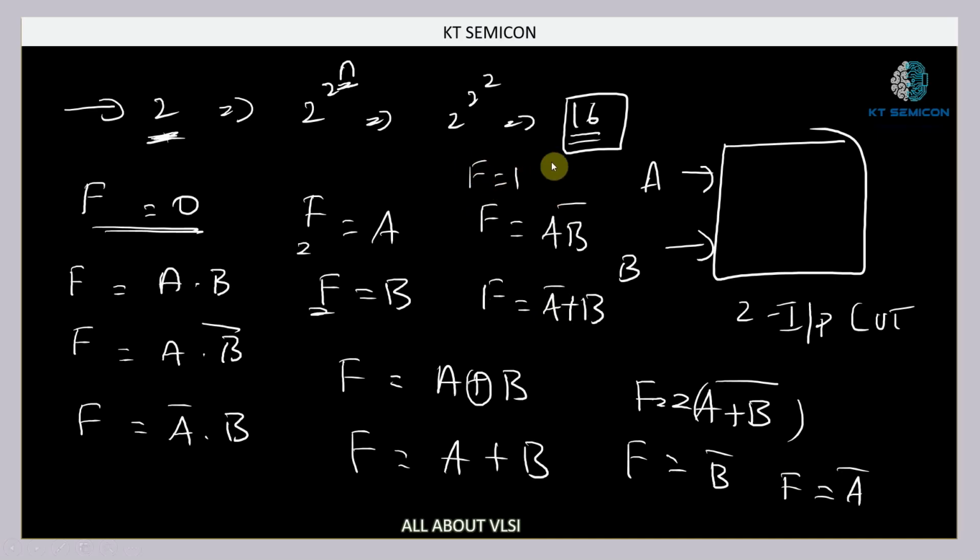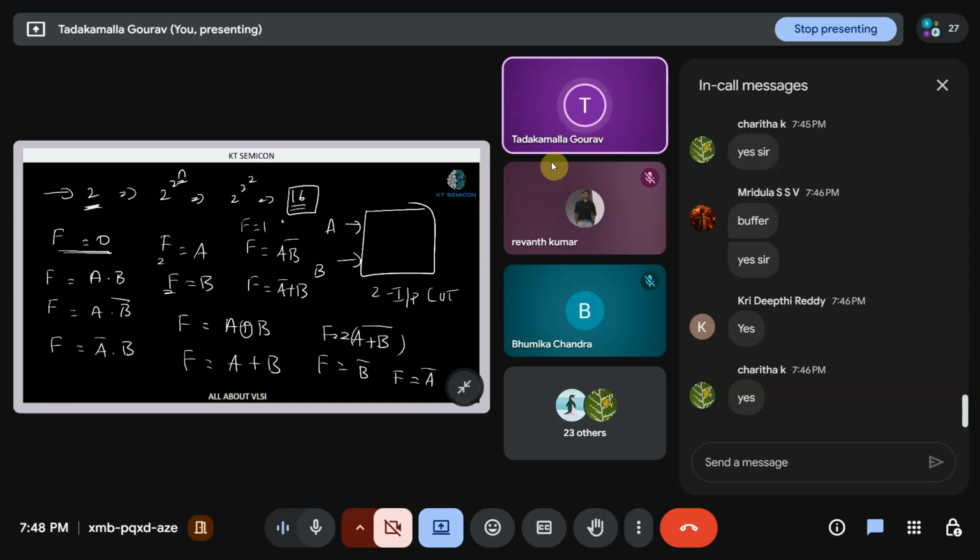So these are all the functions which I can implement. Total 16 Boolean expressions I can implement if I have a simple two input LUT. Assume we have a 5 input LUT, then how many Boolean functions can you implement? Can anyone tell me? If you have a 5 input LUT, which is not generally possible, you can implement 2 power 32 Boolean functions, right?